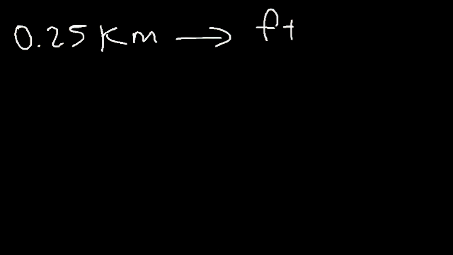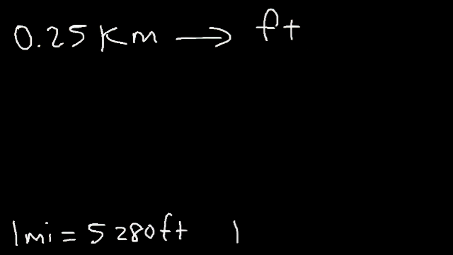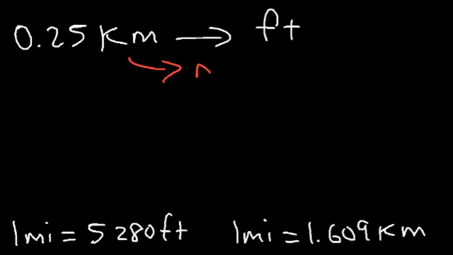Now let's say we have a multi-step problem. For example, if you have 0.25 kilometers, how can you convert that into feet? So we know that 1 mile is equal to 5,280 feet. And 1 mile is 1.609 kilometers. So we need to convert from kilometers to miles, and then miles to feet. So how can we do it? Feel free to pause the video and try this example yourself.